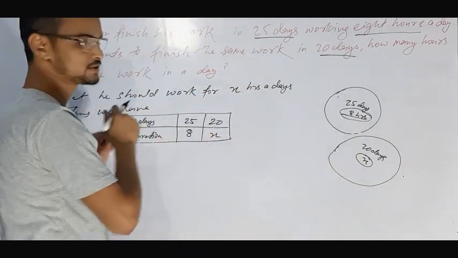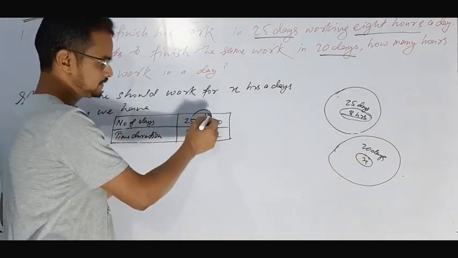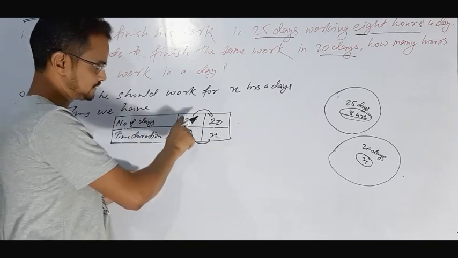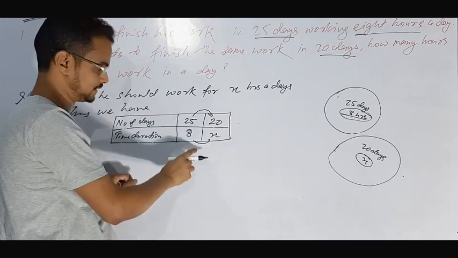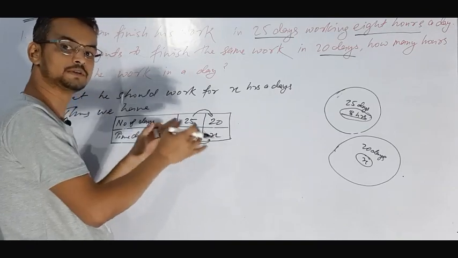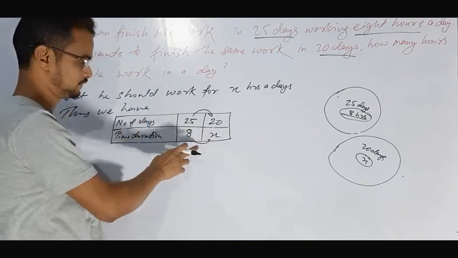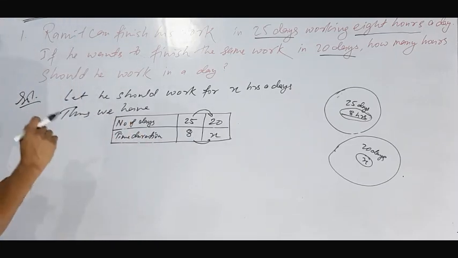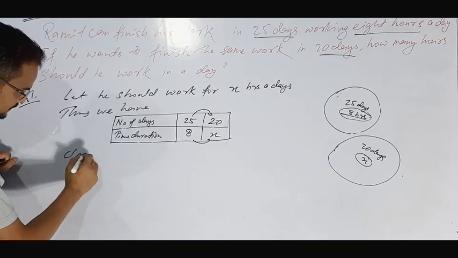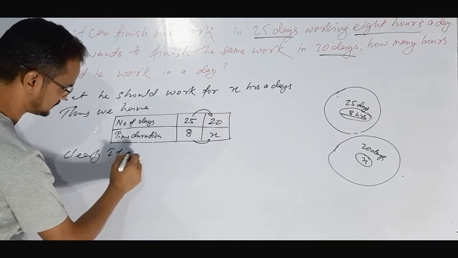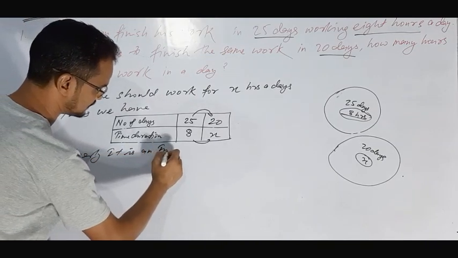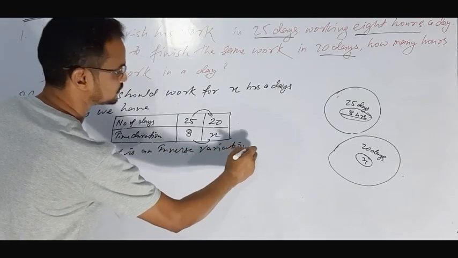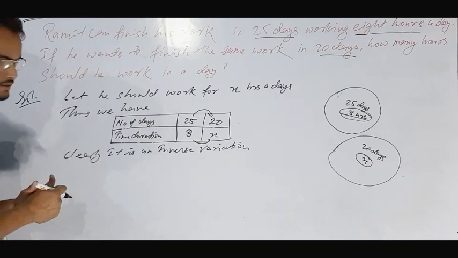Then going to this format, this is decreased and this will be increased. This is decreasing, so it is automatically increasing, since to complete the work in fewer days I must work more hours. Therefore, it is an inverse variation. Clearly, it is an inverse variation. And we know how to solve inverse variation.